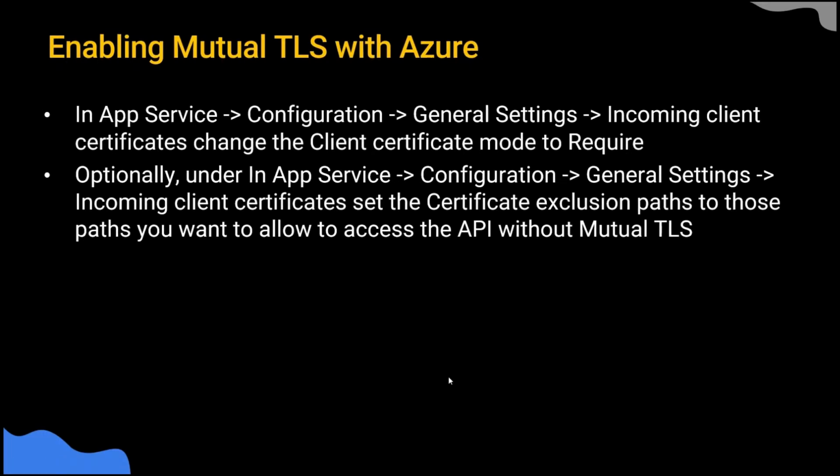So let's do mutual TLS. Go into your app service, go into configuration, general settings. There is an incoming client certificates option, and that's usually set to optional or ignore. We need to change that to require. And what that says now is that the service will require the client to send a certificate.